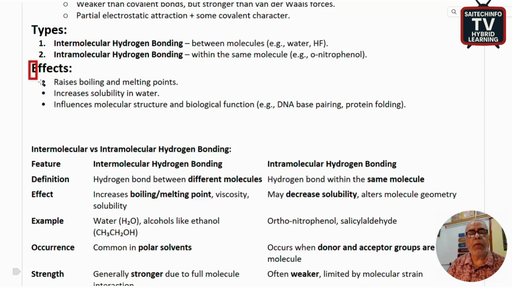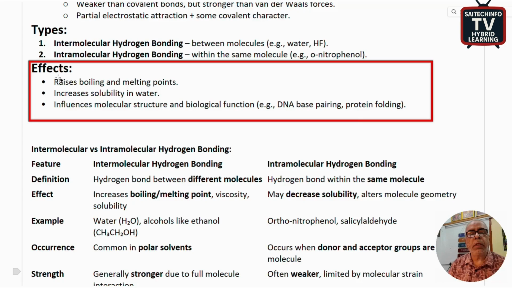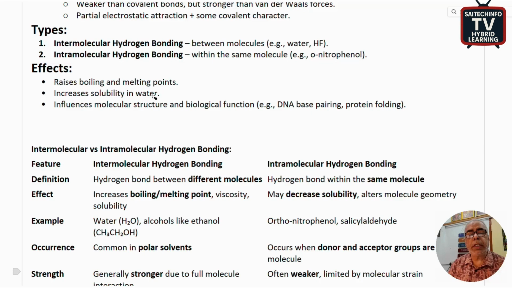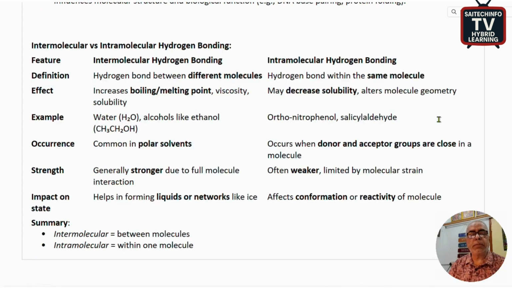So, what are the key effects of hydrogen bonding? Raises the boiling point or melting point, increases the solubility in water, influences the molecular structure and biological function. So, for example, that is the case of DNA base pairing and protein folding. Okay, right. Then, now let us consider the differences between the intermolecular hydrogen bonding and the intramolecular hydrogen bonding.